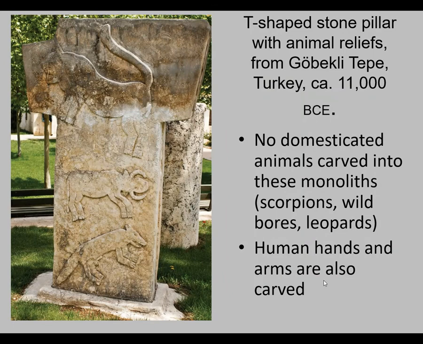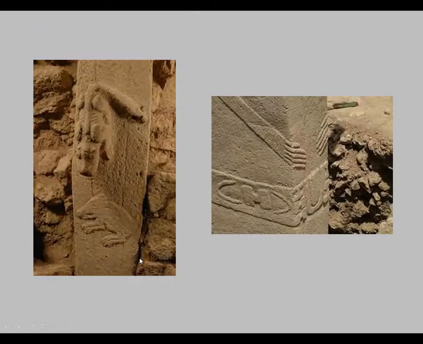So these T-shaped pillars, they don't have domesticated animals on them. They have bugs, scorpions, wild boars, leopards, predators. It also has human hands and arms carved on them. Some of them are lower relief sculptures, and some of them are very high relief sculptures. This actually looks very medieval to me. And then here you can see the hands wrapping around this one.